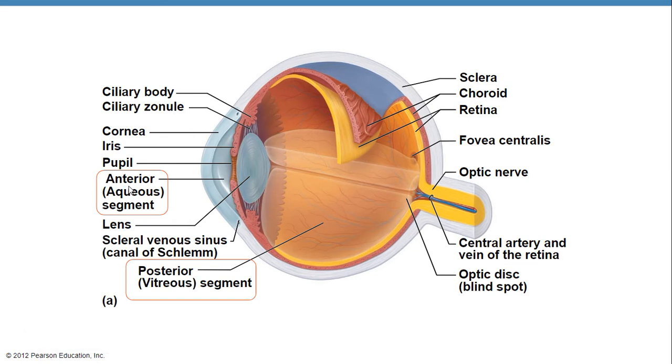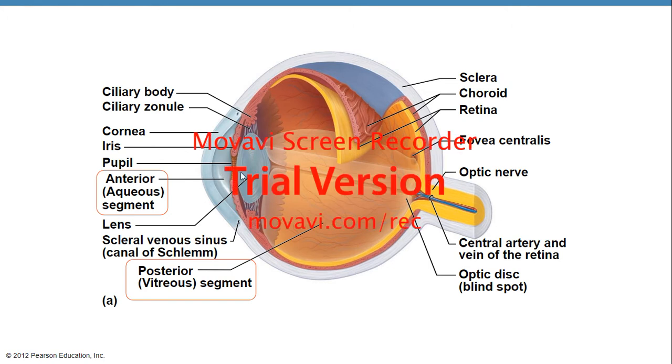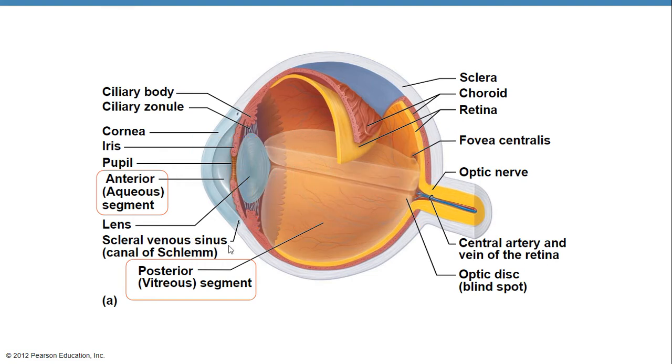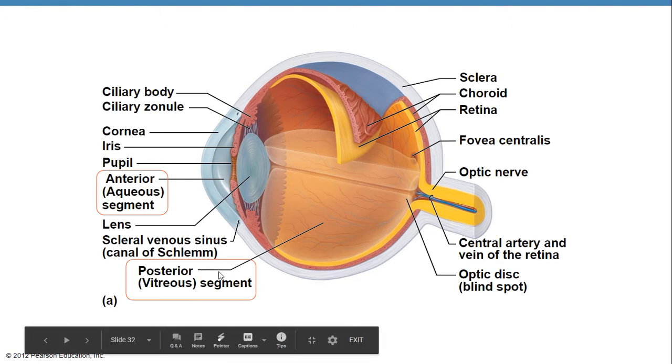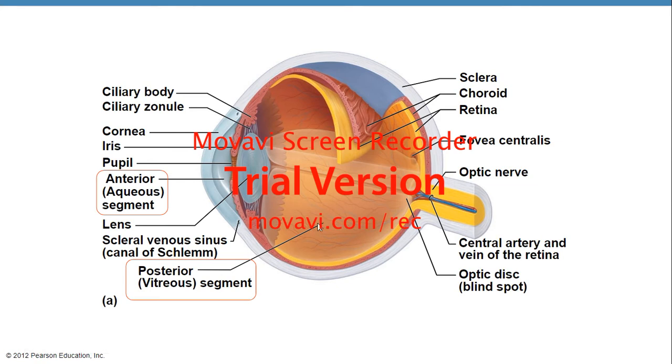So you see right here in red, the anterior segment has the aqueous humor in it. So the lens is in the middle. So you see anterior to the lens, you have the anterior segment, and it has aqueous humor in it. And then you see posterior to the lens, you have your vitreous segment, which is going to have vitreous humor in the posterior segment. Okay.